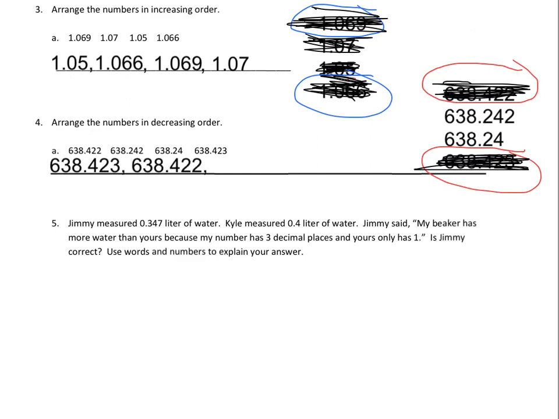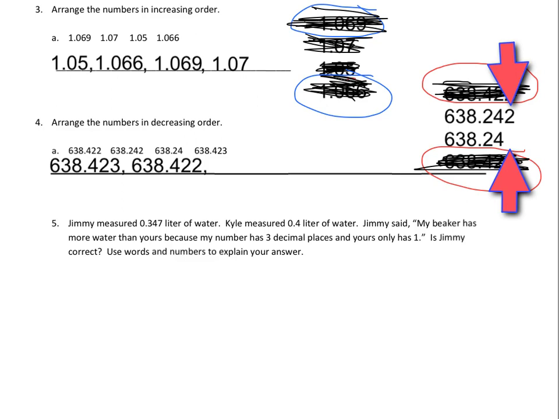Our remaining two choices are 638 and 242 thousandths and 638 and 24 hundredths. All four choices start with 638, so let's start in the tenths place. In the tenths place, we have a 2 and a 2. Those numbers are equal, so we must move over to the hundredths place. In the hundredths place, we have a 4 and a 4. These two values are also equal, so we must move on to the thousandths place. In the thousandths place, we have a 2 and a blank spot.